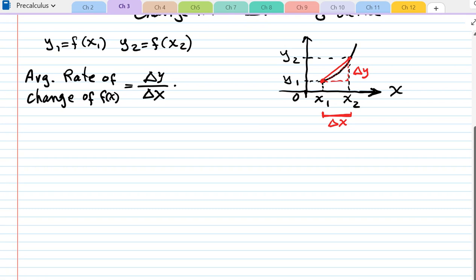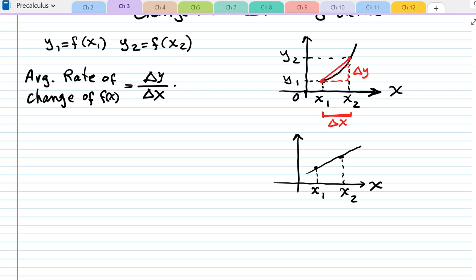Now, when it comes to linear functions, let's actually redraw this thing for a linear function. So my function now is a linear function. And same scenario, we're going to go from x1 to x2. And this is going to be y1, and this is going to be, let's say, y2. So the change in x is delta x, and the change in y, this much, is delta y.